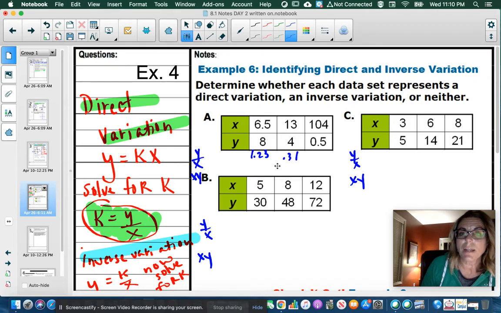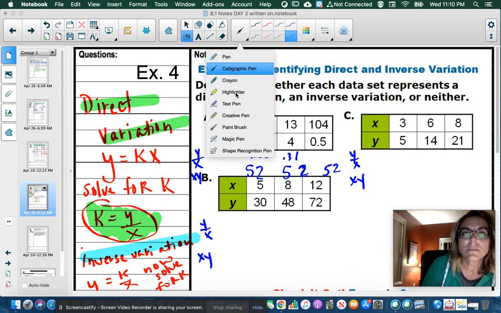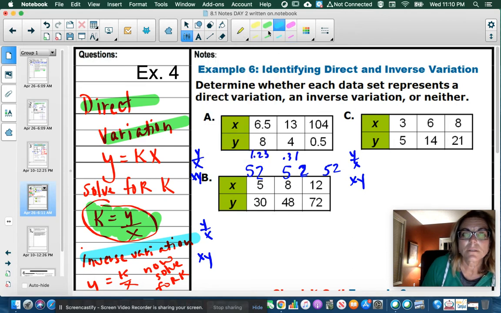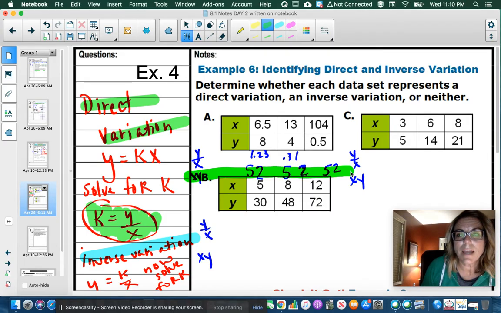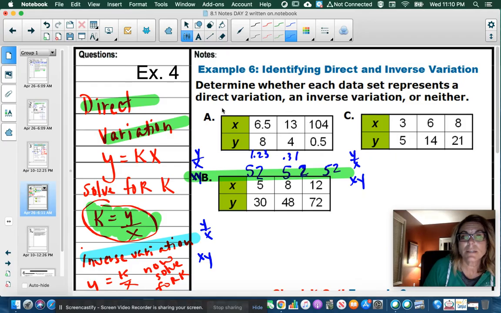So now let's look at the product. Well, 8 times 6.5 is 52. 13 times 4 is 52. And 104 times 0.5 is 52. So because the product is constant, we're going to call A an inverse variation. The product is constant, it's inverse. So we will write this is an inverse variation.